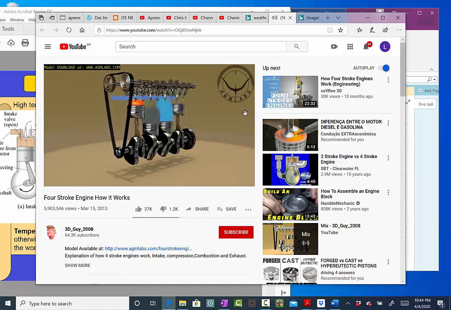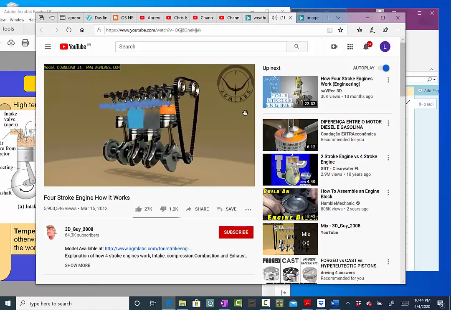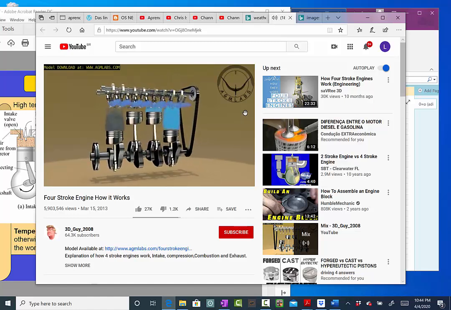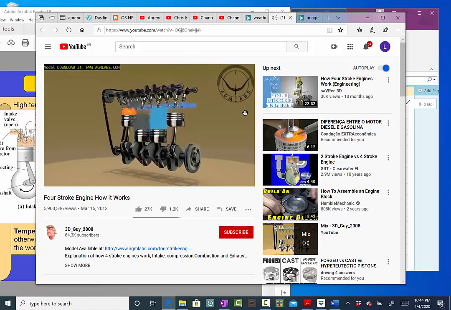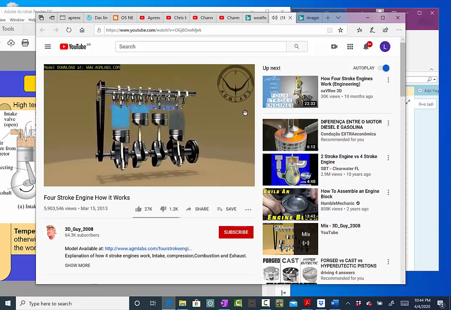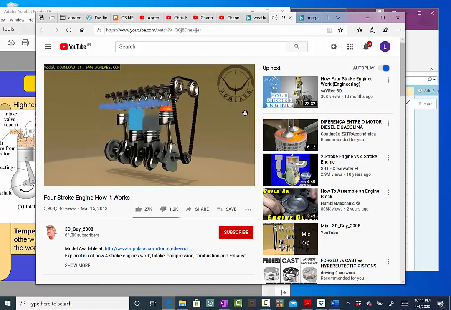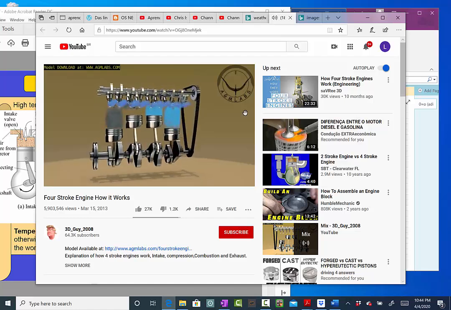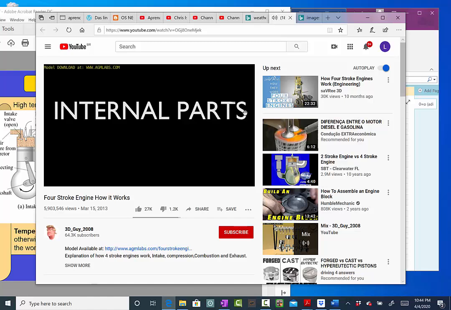Today, the internal combustion engine is used in motorcycles, automobiles, boats, trucks, aircraft, ships, heavy-duty machinery and power generators. A 4-stroke engine is an internal combustion engine in which the piston completes 4 separate strokes: intake, compression, power, and exhaust during 2 separate revolutions of the engine's crankshaft, and 1 single thermodynamic cycle. Let's take a look at the basic internal parts of a 4-stroke engine.